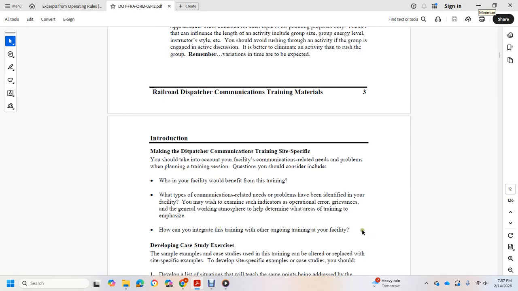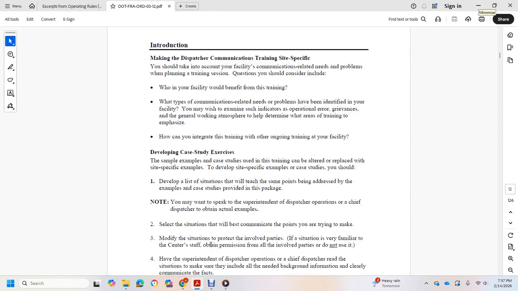How can you integrate this training with the ongoing training at your own facility? Developing case study exercises. Sample exercise case studies used in the training can be altered and replaced with site-specific examples. To develop a site-specific example case study, you should: 1. Develop a list of situations where each makes the same points being addressed by the example case studies provided in this package. Note, you may want to speak to a superintendent of dispatch operations or a chief dispatcher to obtain actual examples. 2. Select the situations that will best communicate the points you are trying to make.